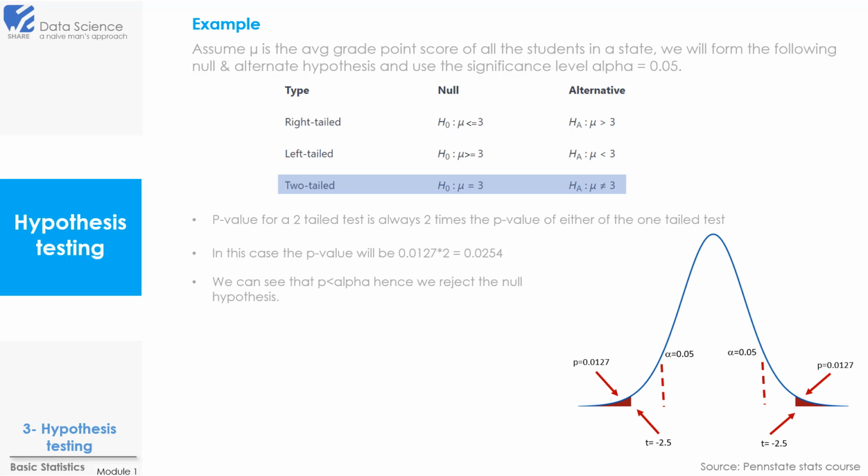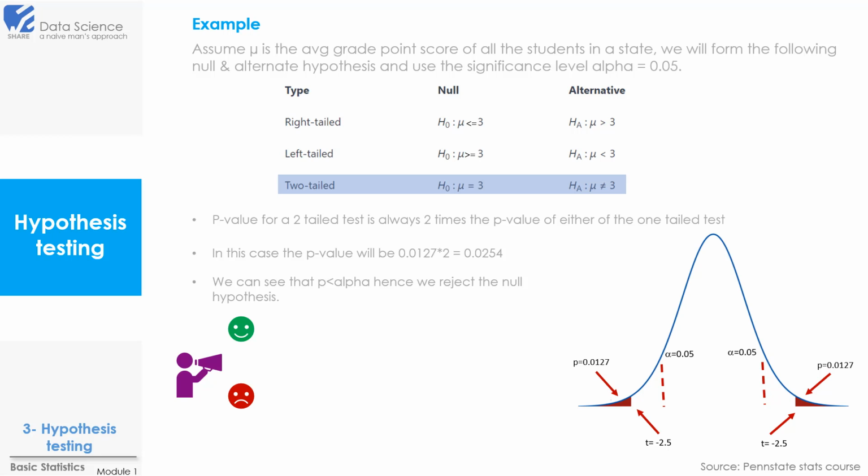Now again, the p-values and the alpha levels are shown on the graph. P-value is given by the red region and alpha values are given by the hatched lines. Now you can see the red region is not crossing the hatched line, which means our p-value is less than the alpha level. So that is how you conduct two-tailed test.